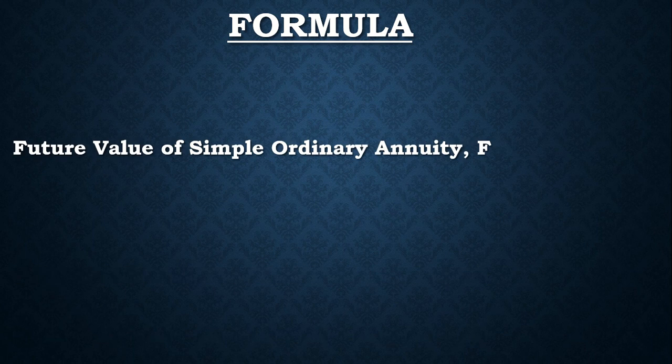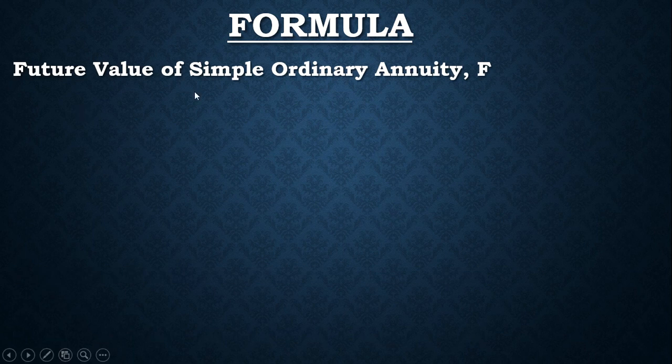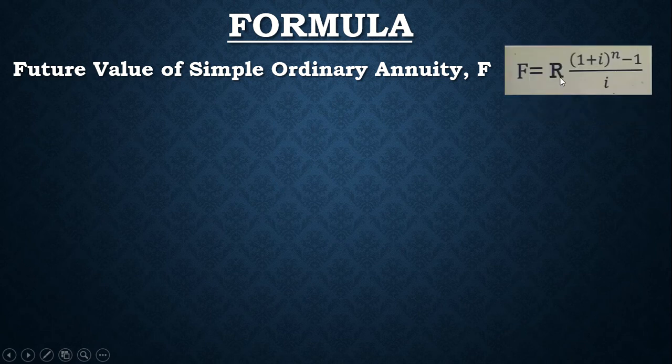Formula. For the future value of simple ordinary annuity denoted by big letter F, we have the formula: F is equal to R multiplied by the quantity of 1 plus i raised to n, minus 1, divided by i. Ito pong mga 1 na to ay constant, hindi po dapat baguhin. Ang n po ay exponent.